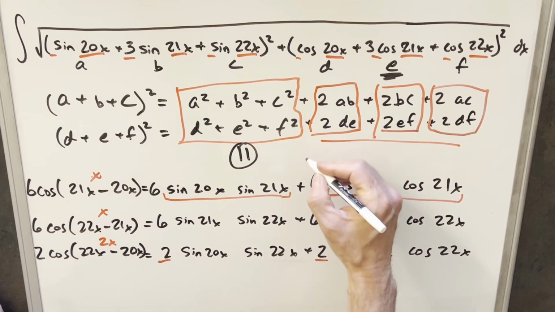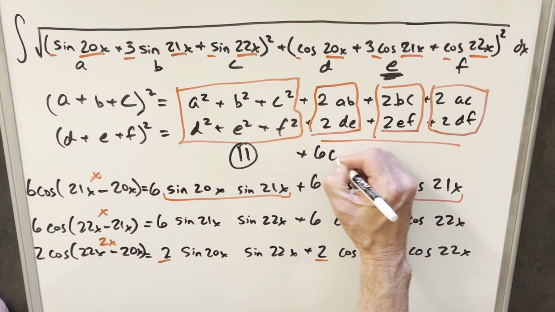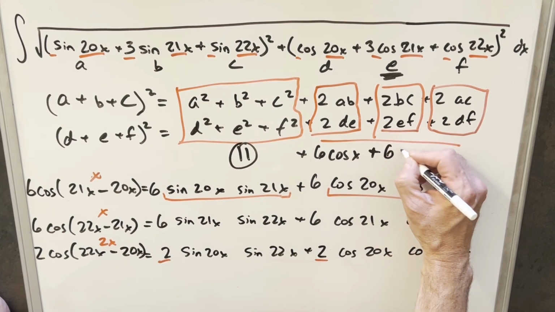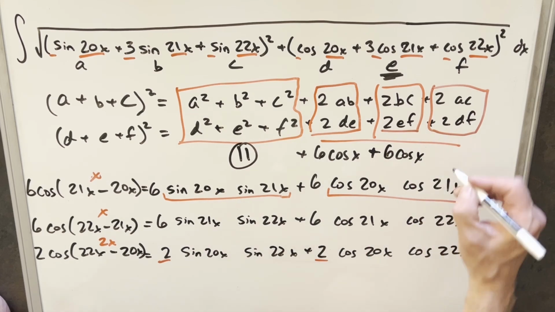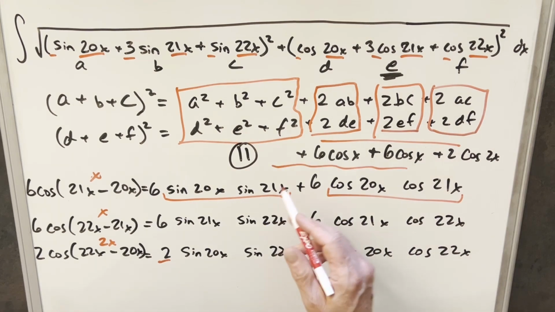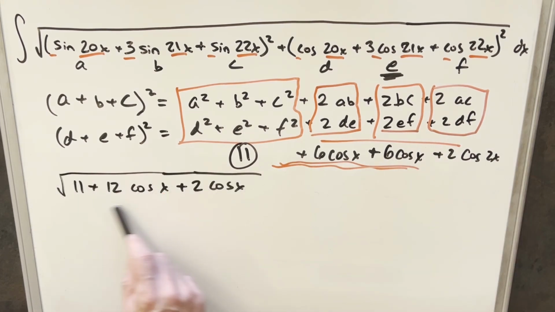So what this is going to reduce to, we have our 11. We have a 6 cosine x. Then we're going to have another 6 cosine x here. And this last one's just going to be plus 2 cosine 2x. So at this point, I think we're ready to put all this stuff back in the radical and see what we have. So we have this back under the radical.